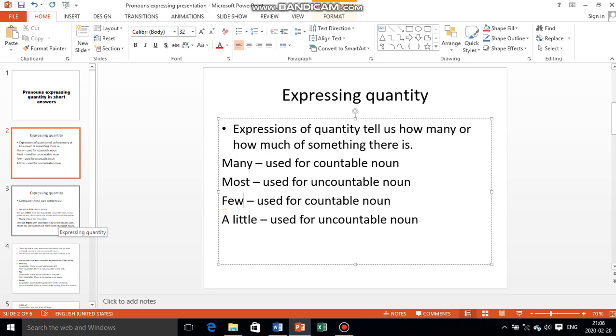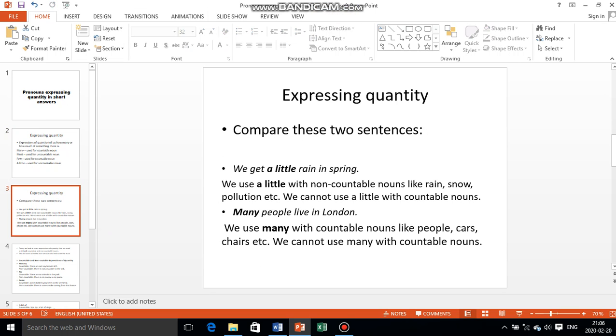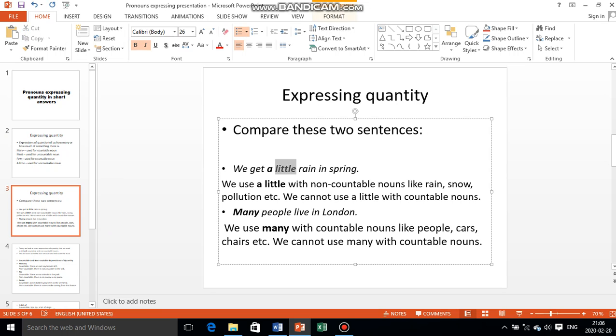Okay, now let's continue. Expressing quantity. Compare these two sentences. We get a little rain in the spring. We use the words a little because rain is uncountable. Just like what I've said, we use a little with non-countable nouns like rain, snow, or pollution. We cannot use a little with countable nouns.